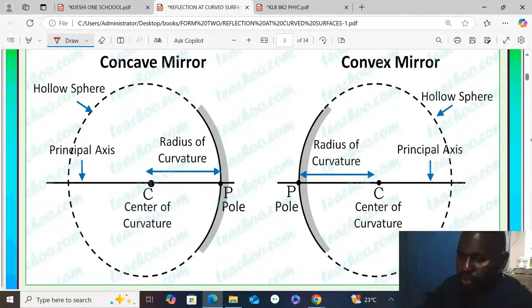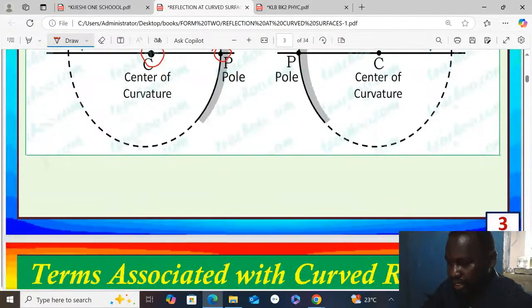So if you pick this one to be a hollow sphere, then you can see in case we complete it, it will be a complete sphere. So at the center, it is called the center of curvature, while the middle part of the mirror is called the pole. The same applies to a convex, but when it comes to the issue of sign convention, things will turn out to be different on where we should place the center of curvature and the radius of curvature. We may proceed to the definitions.